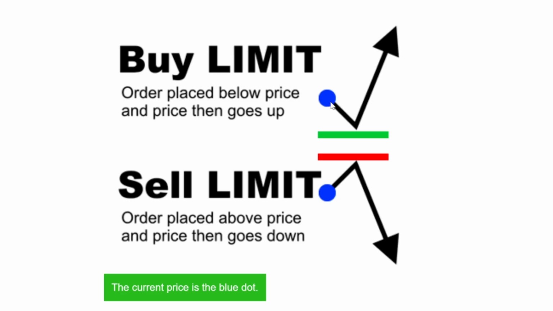So this is a pending order. You put an order above where price currently is. With the buy limit, you put an order below where price is currently. I will show you this example practically. So let's go to buy stop.